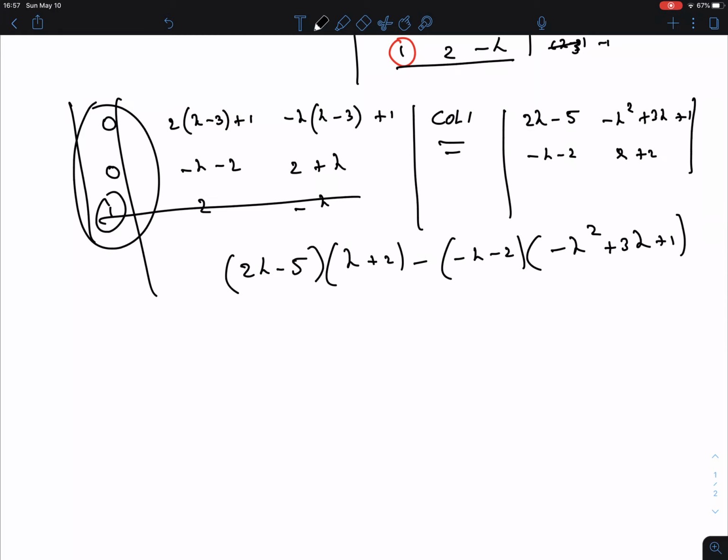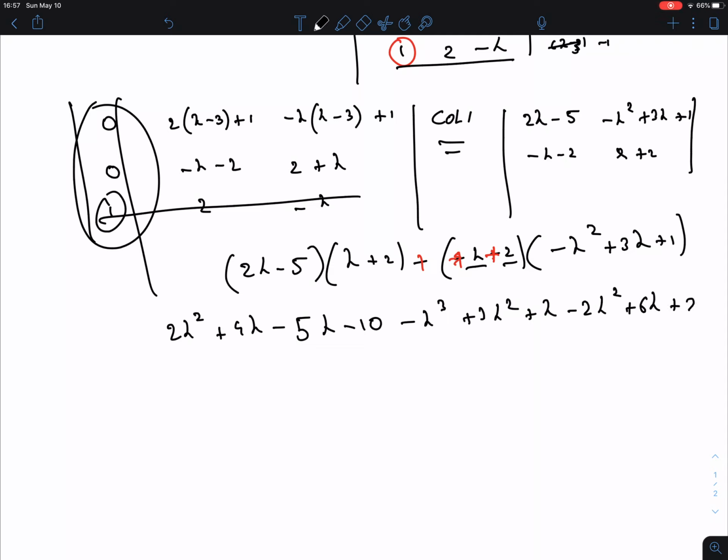Okay, let's expand the first one. Foil it: 2 lambda squared plus 4 lambda minus 5 lambda minus 10. And then we have a minus minus here, so what I do is distribute this minus over these minuses, so this becomes all pluses. That makes it a little bit easier to work with. So now we have here a minus lambda cubed plus 3 lambda squared plus lambda, that is multiplying with this guy. Now multiplying with this guy, we get minus 2 lambda squared plus 6 lambda plus 2.